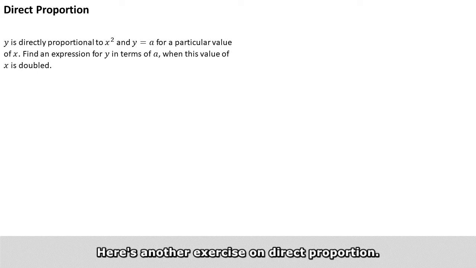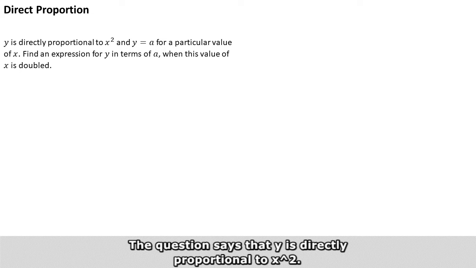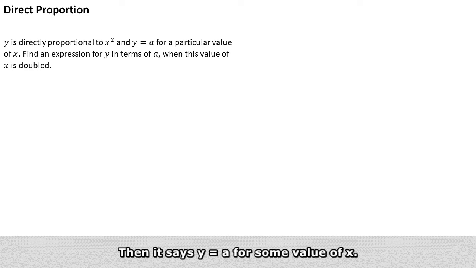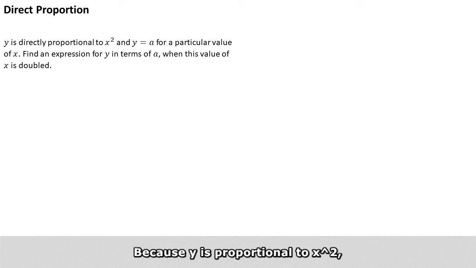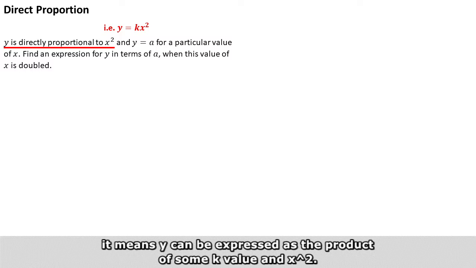Here's another exercise on direct proportion. The question says that y is directly proportional to x squared. Then it says that y equals a for some value of x, and it wants us to express y in terms of a if this x value is doubled.